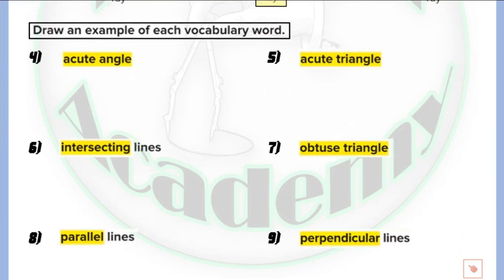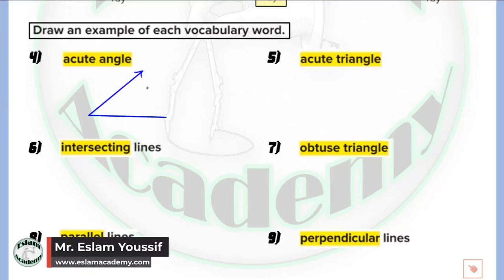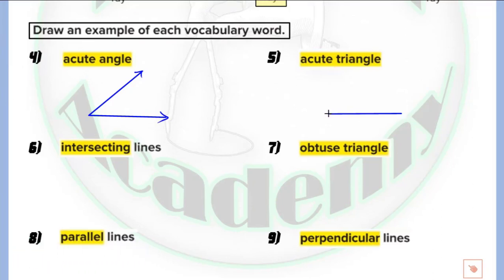In question number 2, we need to draw the acute angle. So I will start drawing the first ray. Then we draw the second ray close to the first one. So we have now an acute angle. But if you need to draw the acute triangle, start drawing the acute angle. Then draw the third line, which joins the two sides of the angle, and they are forming three acute angles. For the acute triangle, we have three acute angles.